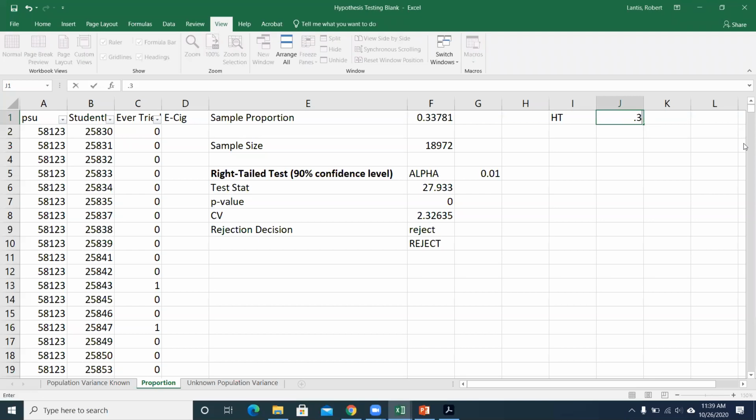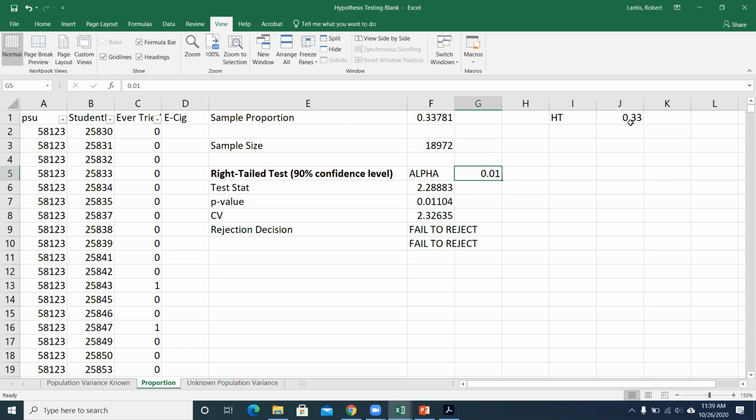Well, what about 0.3? Still easily rejecting. What about 0.31? Whoops, if I put it in the right cell, 0.31. Still easily rejecting. What about 0.32? Still easily rejecting. Can I say it's actually greater than a third of people? 0.33? Not quite, right? With 99% confidence, one of the last values I can reject is that 0.32, right?